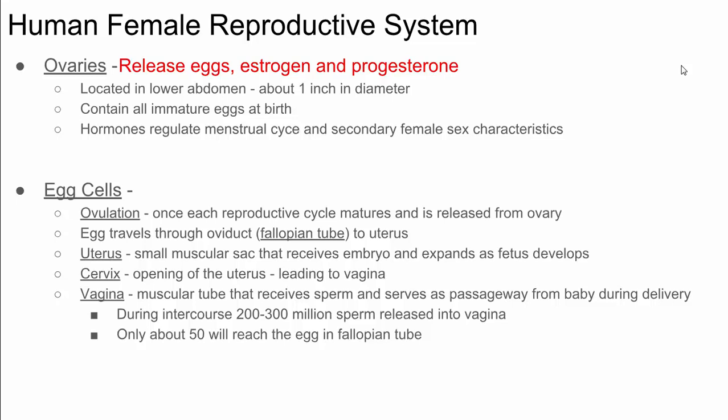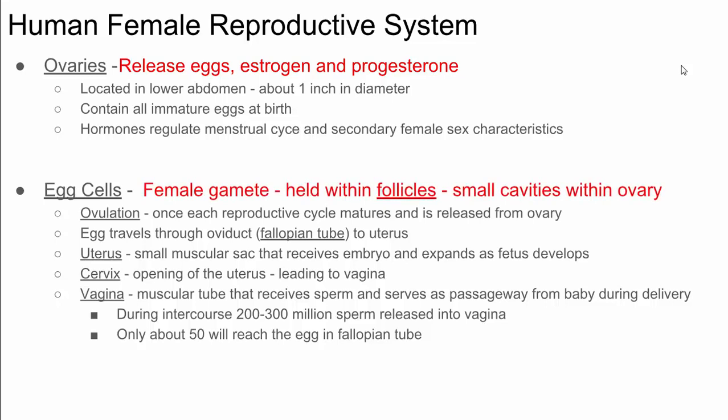So the ovaries are in the abdomen. They're about 1 inch in diameter. And like I said, they contain all of the immature eggs at birth. The ovaries also produce some of the hormones related to the regulation of the menstrual cycle and the development of female secondary sex characteristics.